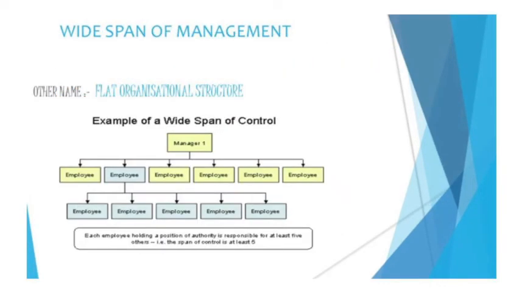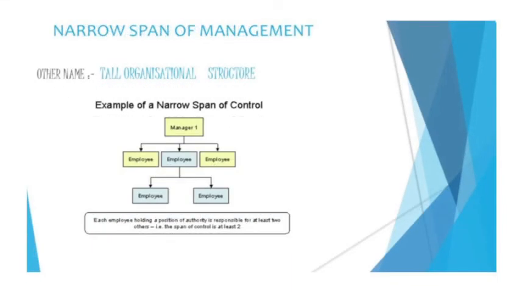Okay, wide span of management. A manager has 6 subordinates, and one efficient subordinate looks after 5 more subordinates. If possible, this chain or ladder may link to some other span also. This is a wide span of management. Then the narrow span of management: a manager has 3 employees, one employee is looking at 3 subordinates, and one subordinate is also looking at 2 subordinates. That is a narrow span of management.